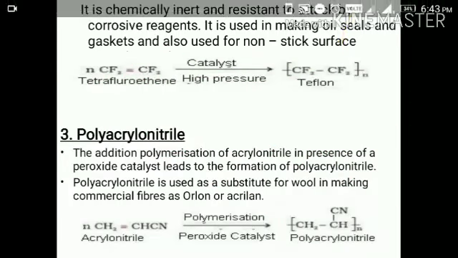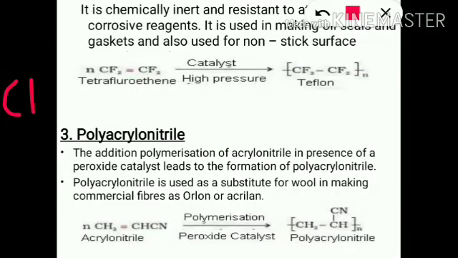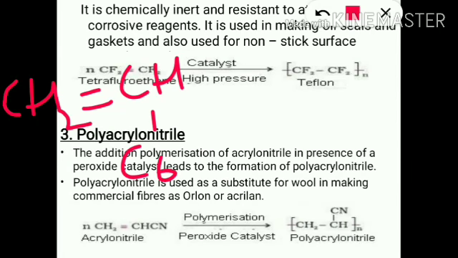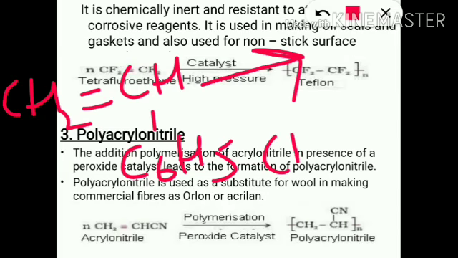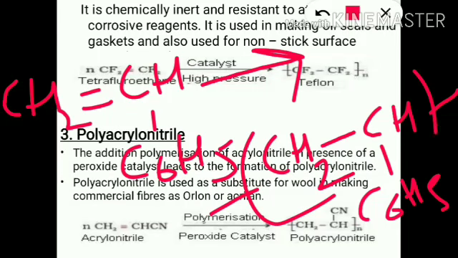The same structure and formula applies to polystyrene. The formula is CH2 double bond CH single bond C6H5. Here, instead of cyanide, there is C6H5, that is called styrene. When formed, it gives CH2 single bond CH single bond C6H5, with the bond free and n, that is called polystyrene. That was polyacrylonitrile, and this is polystyrene.